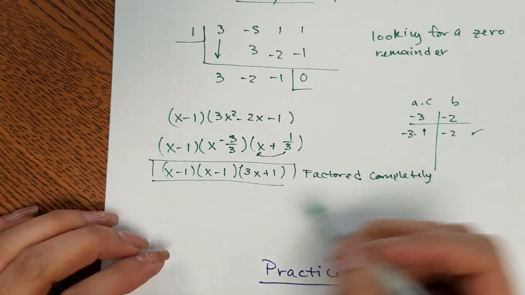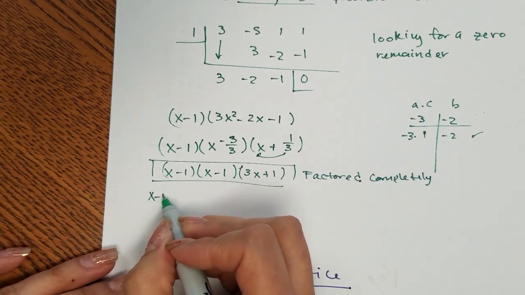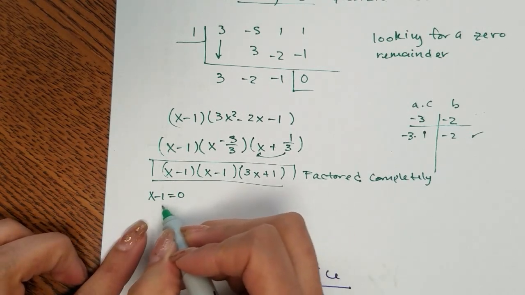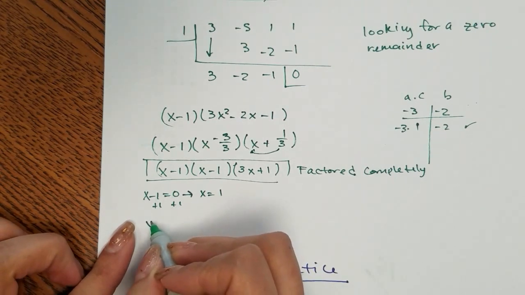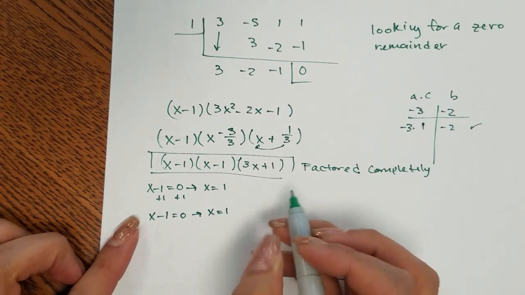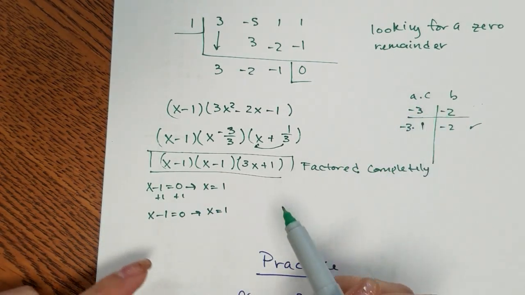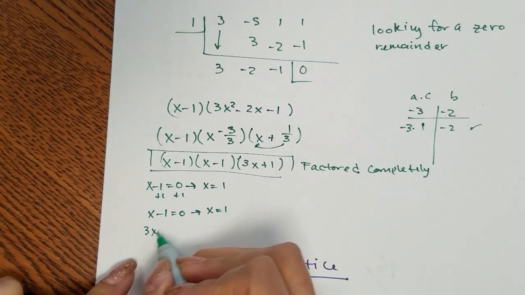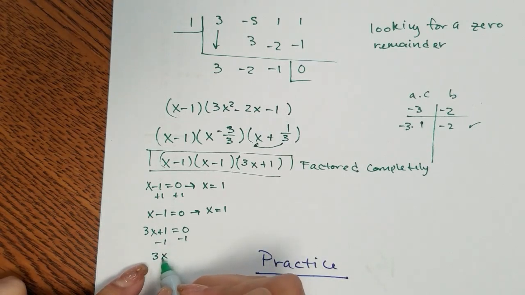We're almost done. Okay, once you have factored it completely, then you have to solve each one for x. So x minus 1 is equal to 0, add 1 to each side, x is equal to 1. Okay, x minus 1 is equal to 0, it's the same thing, x is equal to 1, so we have a multiplicity here of 2. And then we have 3x plus 1 is equal to 0, minus 1 on each side, 3x equals negative 1, divide by 3. X is equal to negative 1 over 3.